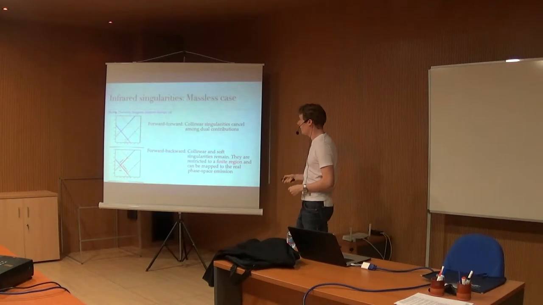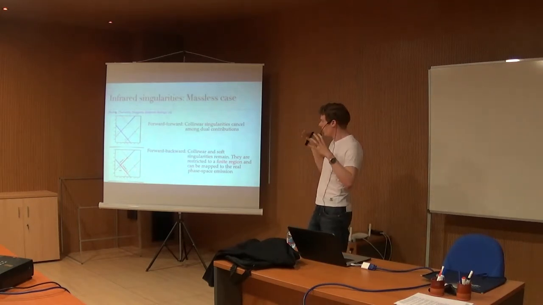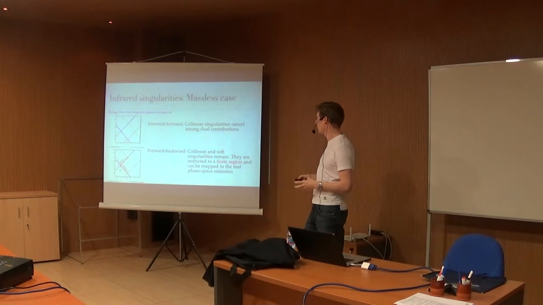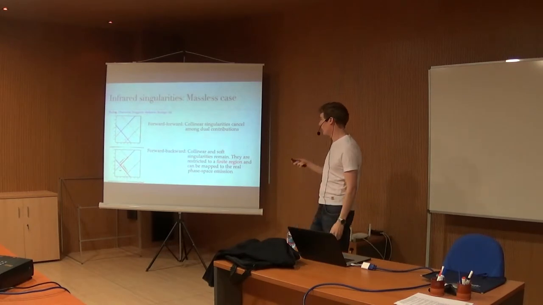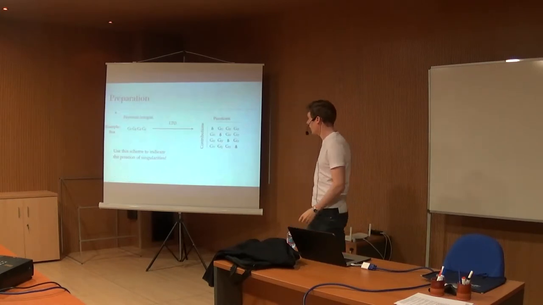So, and this is really nice, because what you can take away from here is that the space in which your singularities can occur in loop momentum space is restricted to a finite region. And this can then later be mapped to the real phase space emission. But now back to the general case.